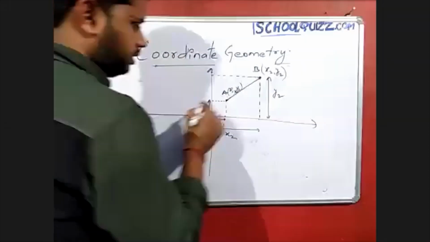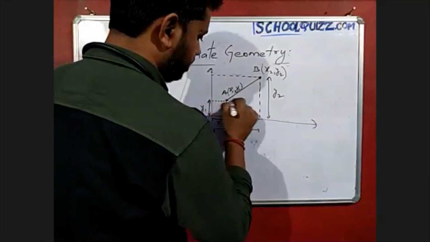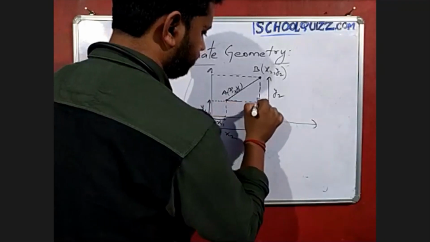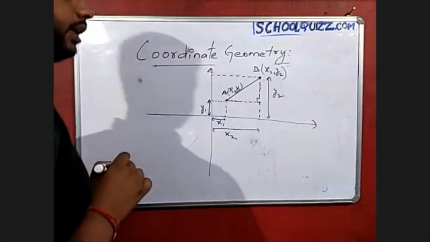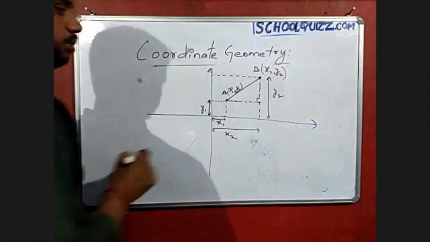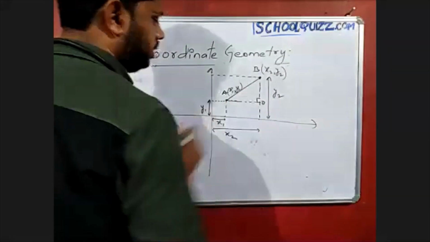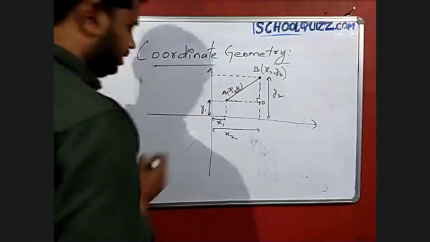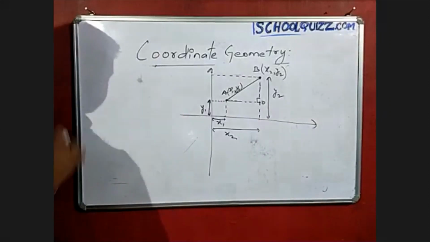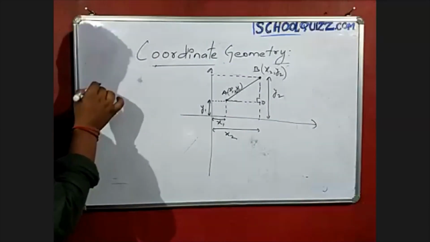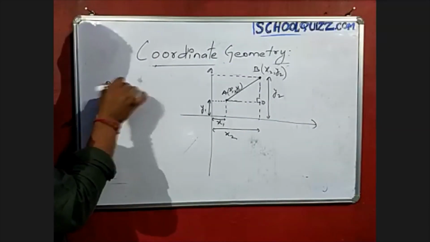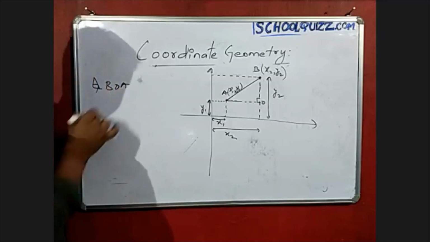So as we are seeing, these are making a right angle triangle over there. So that point will be the O point. Here we are seeing that BOA is nothing but a right angle triangle.